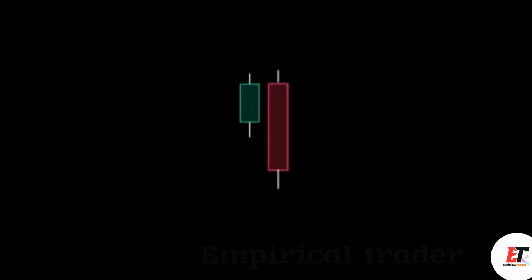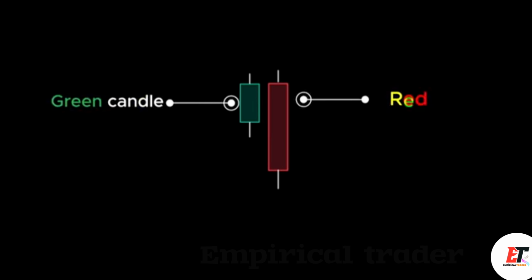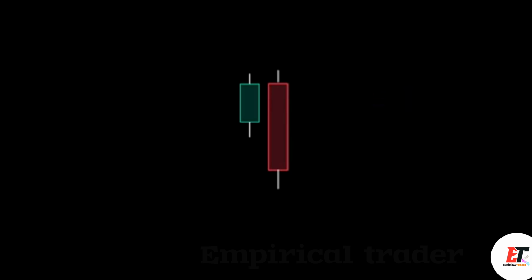Pattern number 4, bearish engulfing pattern. A bearish engulfing pattern is made out of two candles in a row. We first have a green candle. Then the next candle is a red candle that completely covers the past green candle. The low of the red candle is lower than the low of the green candle.